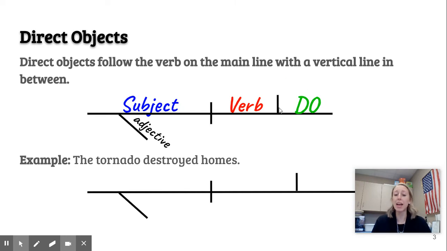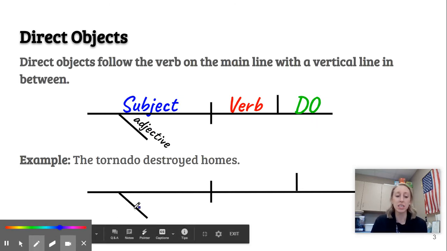The only difference is this little line separating the direct object from the verb. Okay, this little line has to be up and down, not slanted. So whenever you have an action verb, you should have a straight up and down vertical line. Whenever you have a linking verb, that's when you need the slanted line. Okay, so everything else just still goes in the same spot. And we'll talk about indirect objects in a little bit because they're very different. Okay, but for now, let's just take a look at this example sentence.